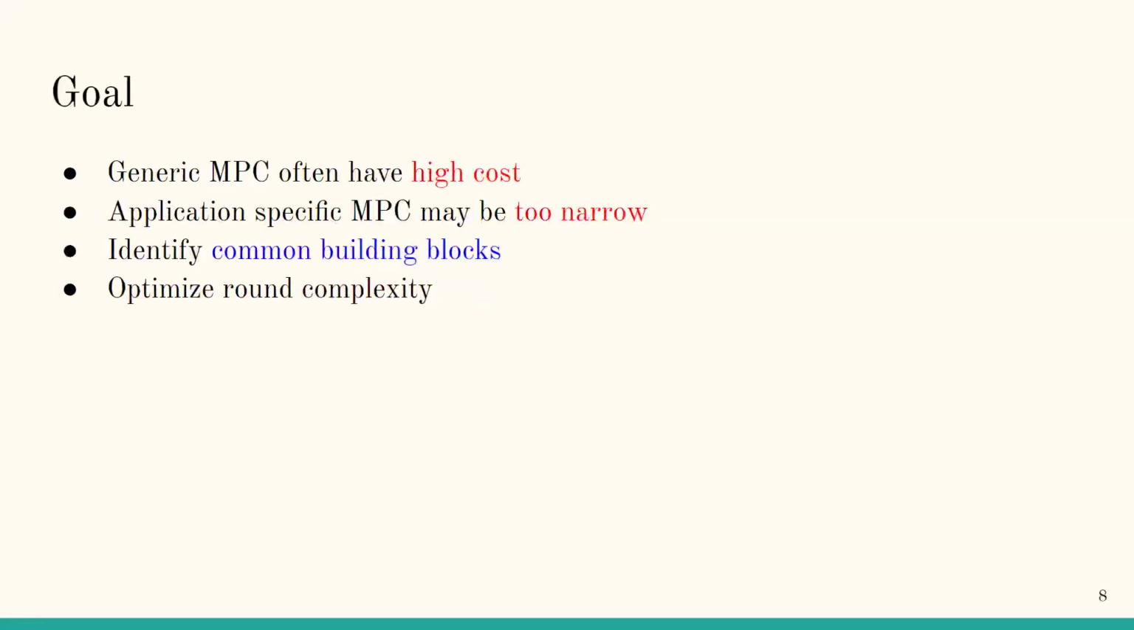While these generic MPCs are now complete, as we have demonstrated how to evaluate an arithmetic circuit securely, they often have prohibitively high costs. On the other hand, application-specific MPCs may be too narrow. Ideally, what we want to do is identify common building blocks prevalent throughout many MPC applications and develop efficient versions of them. With the current advance in computing technology, MPC applications are often bottlenecked on the round complexity. Therefore, ideally, we want to optimize the round complexity of these protocols. That brings us to our contribution, Polymath.